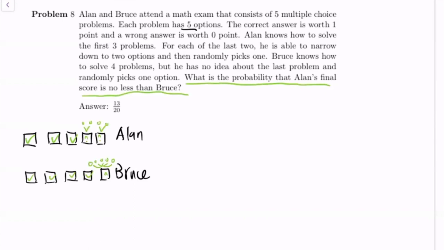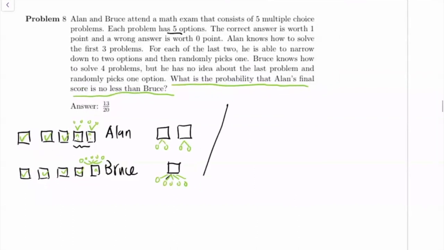Basically, Alan is not sure about the last two questions, and for each one he has to face two options. He is able to eliminate three other options. And Bruce's last one, he has completely no idea. He just randomly picks one of the five. What's the probability that Alan's final score is no less than Bruce's? Well, for the first three problems, they are all correct.